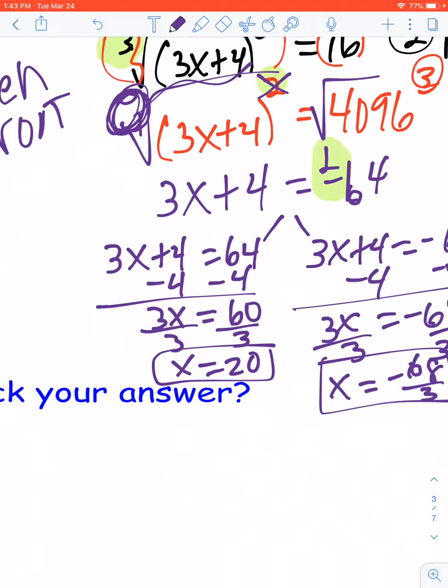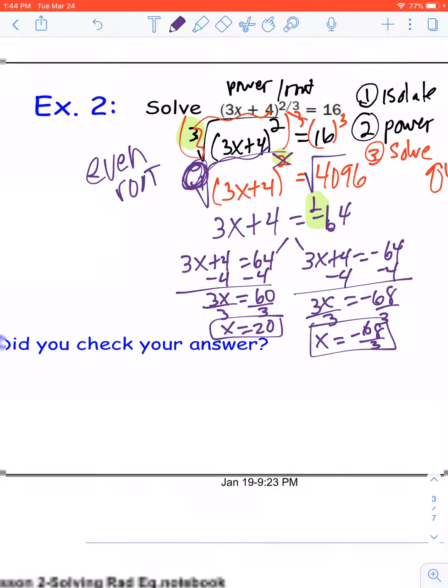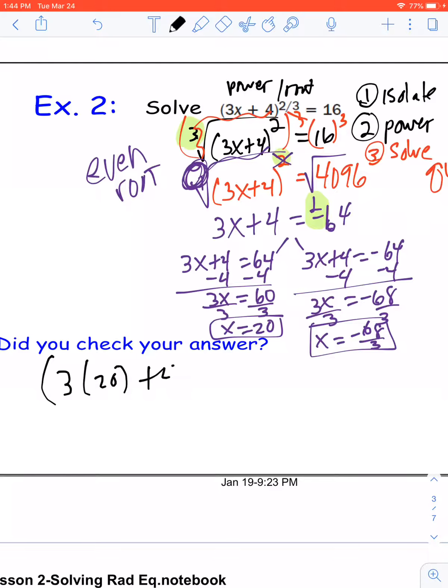Let's check our answers. Reminder that the original problem was 3x plus 4 to the 2/3. So I have 3 times 20 plus 4 to the 2/3, and we need to see if that is 16. Right now you're only checking 20. You can only check one solution at a time. You should be able to put this left part into any calculator.